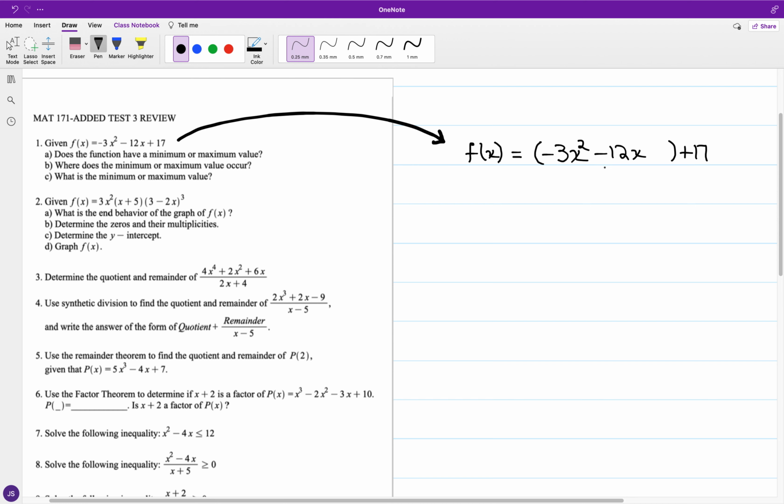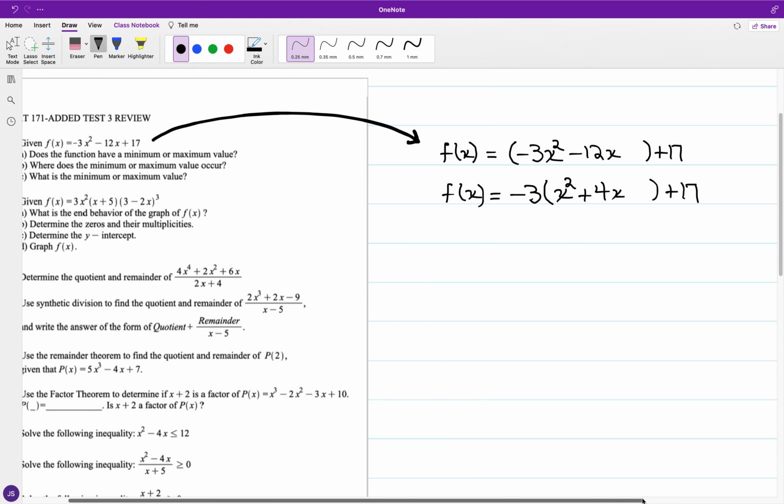I want the first term in the parentheses to be x squared, and right now I have the leading coefficient at minus 3. So if I factor out negative 3 and place it outside the parentheses, in the rewrite we have negative 3 times the quantity of x squared. Next term, negative 12x divided by negative 3 is going to be a positive 4x. Again, we have followed by the addition of 17.